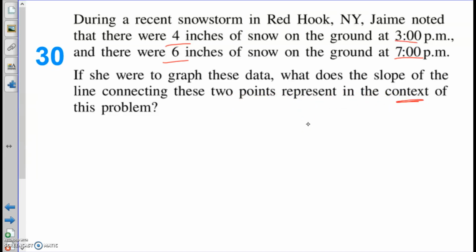So if she were to graph this, like I said, if we were just doing a little rough sketch here, time would be on the bottom. So that's 3 o'clock, here's 7 o'clock, there's 4 inches, 6 inches. So that, at 3 o'clock, there's 4 inches, and at 7 o'clock, there's 6 inches. If we do this little slope here, what does the slope represent? Well, what does slope always represent? Rate of change.